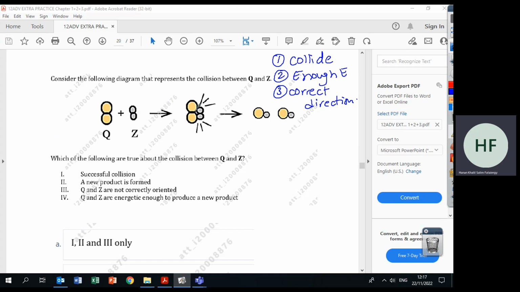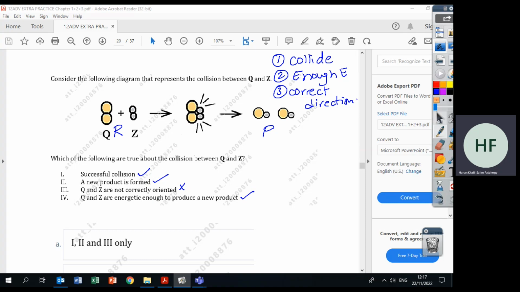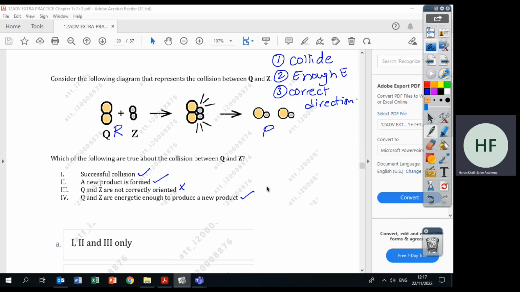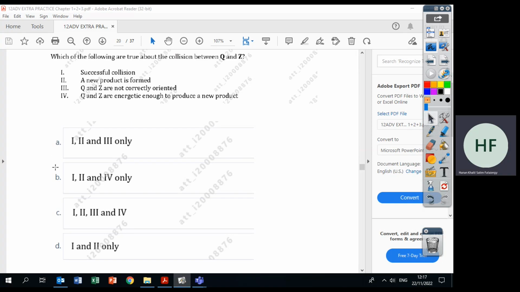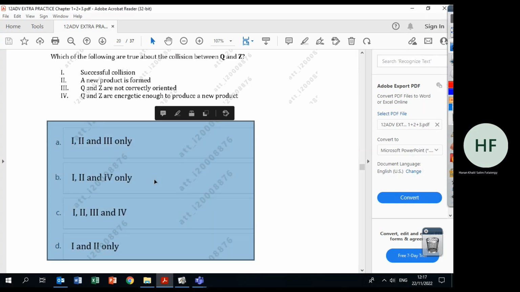Now these are the reactants. Here they collide, and this is energy, and here they make products. Are these the same as this? No, they are different. So here I can say the reaction is successful. Successful reaction, a new product is formed. X and Z are not correctly oriented, of course wrong. They are energetic enough, yes. So the correct is 1, 2, and 4. So the answer is B.